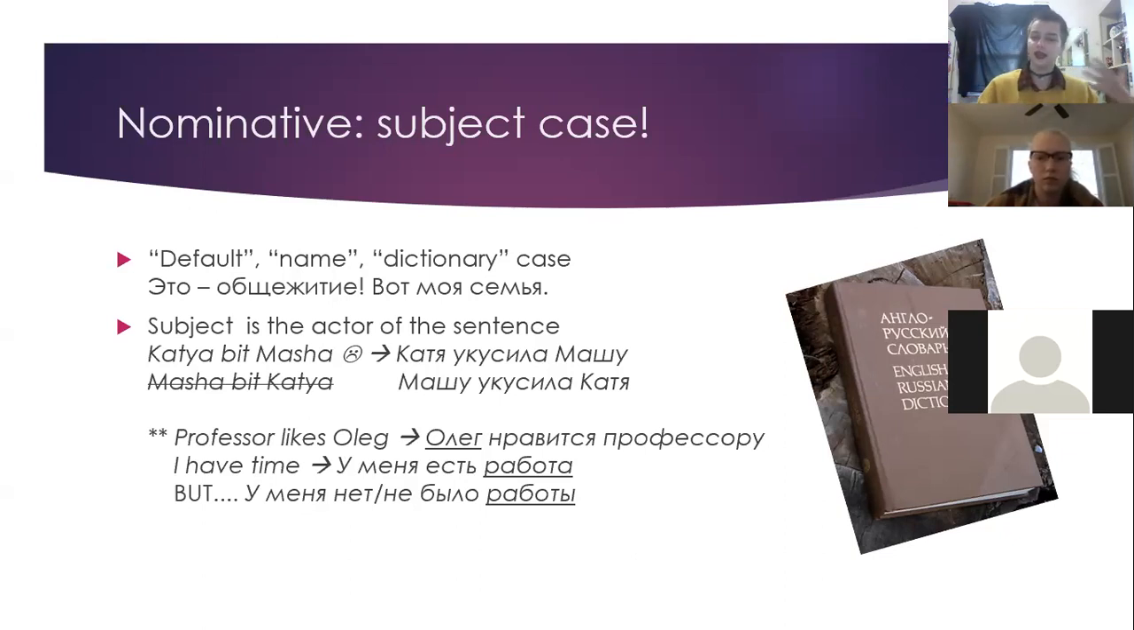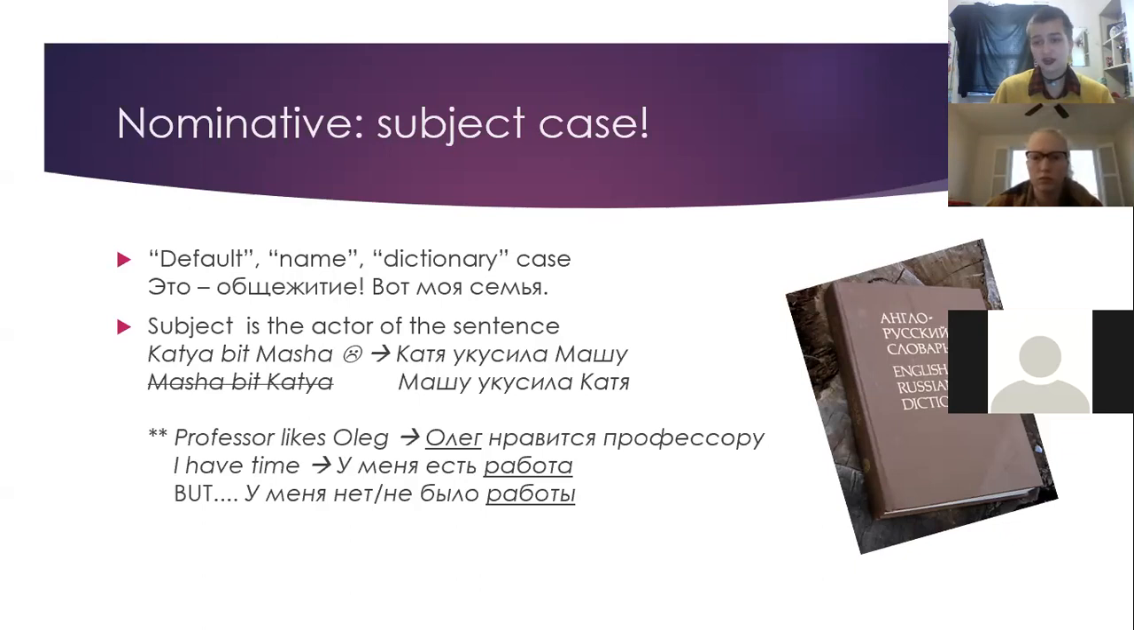Вот телефон, это общежитие, вот моя семья. Every subject in a sentence is going to be nominative. So I put some examples here. In English, most of the time everything looks like nominative. And that is because you guys have a very strict word order. If you jumble words around, you're going to change the meaning entirely.